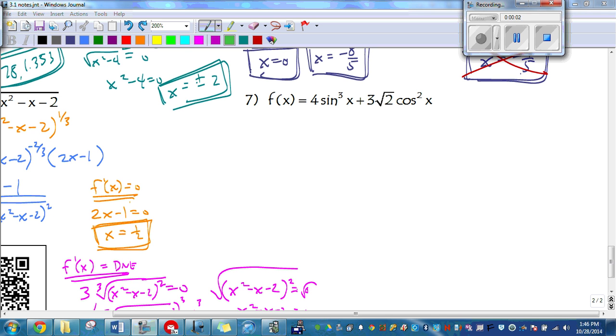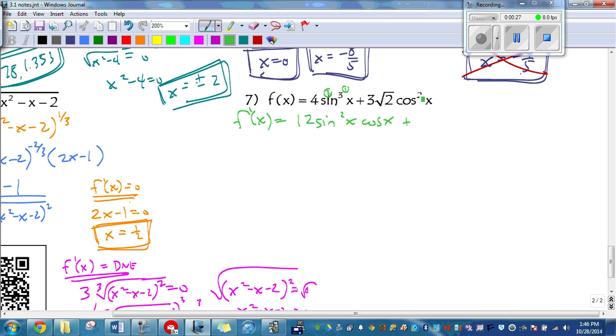Alright, last one, we got a little trig going on here. So for our derivative, the 4 sine cubed, we're going to use chain rule there. The 4 stays out in front. We have to do the derivative of the exponent first, then the sine. So bring the 3 out in front. We get 12 sine squared of x. And then we multiply by the derivative of sine, which is cosine of x.